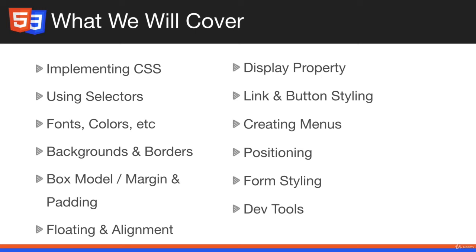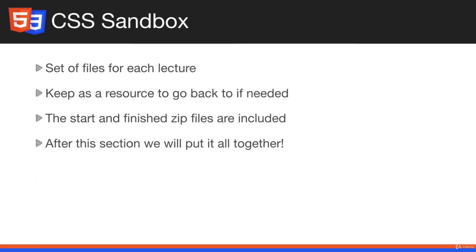Okay, we're also going to be looking at the display property, so display inline, display block, inline block. We'll look at styling links and buttons, creating menus such as a horizontal navigation menu as well as a vertical menu, positioning, so relative positioning, absolute, fixed, and so on, form styling, and then we're also going to be using the Google Chrome Dev Tools quite a bit to look at the HTML and CSS, as well as the computed CSS and stuff like that.